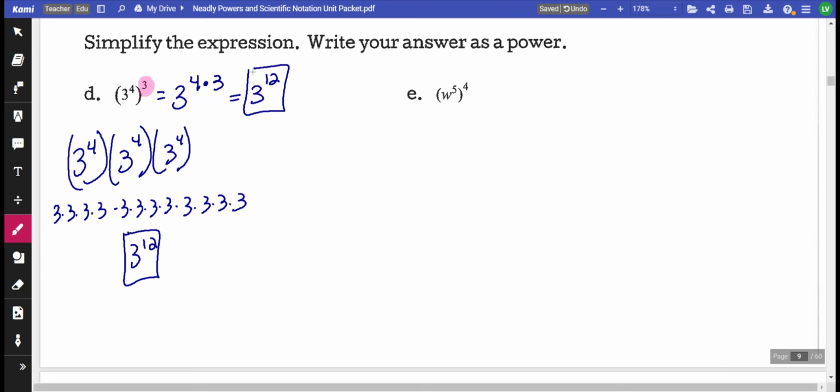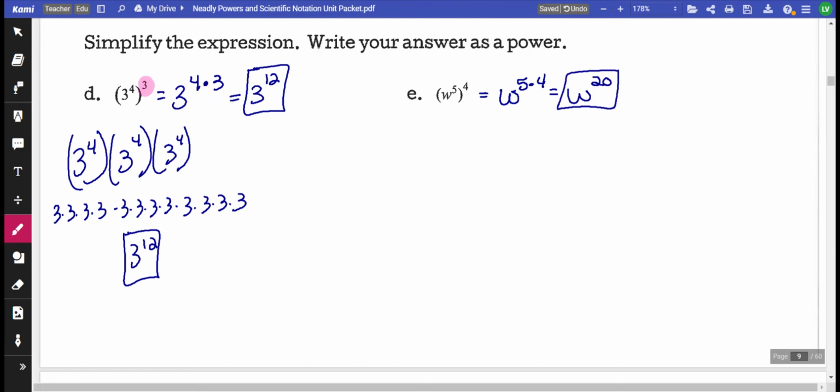Also, eventually, we're going to have exponents that are very large, and in order to show it, that would not be the best use of our time. All right, so letter E, we have w to the 5th power raised to the 4th power. Well, when you have one base and 2 exponents, you multiply those exponents. So w to the 5th times 4, w to the 20th power.